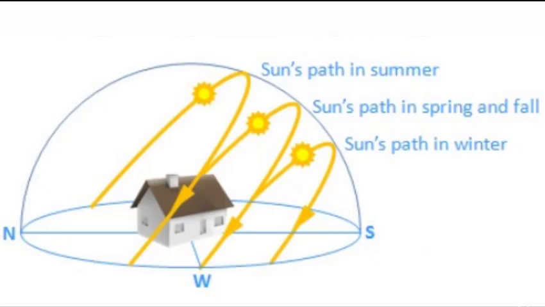So for more solar allowance, the houses in the colder part of the northern hemisphere should be facing the southern direction, whereas the houses in the warmer part of the northern hemisphere need to be facing the north direction, and vice versa for the houses in the southern hemisphere.